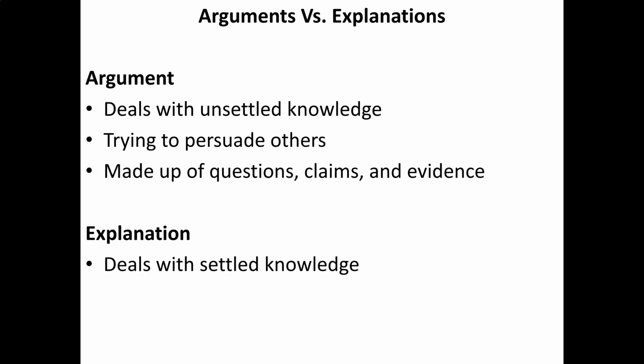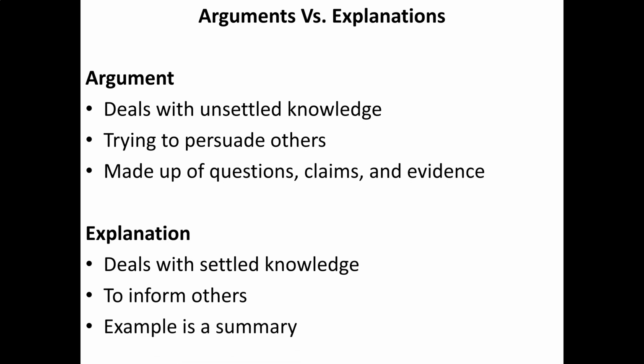Explanation, on the other hand, deals with settled knowledge. This is what you typically use when you're trying to summarize something, like if you're taking your notes and then you want to summarize it, you're doing an explanation, you're not doing an argument. You're not trying to argue about the validity of your notes, you're just sitting there trying to correlate them into a smaller amount of information. Your goal here is to inform others, you're not trying to persuade them. An example is your summary.